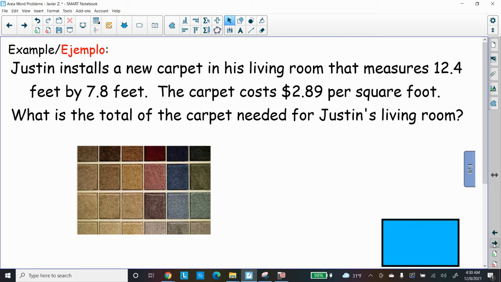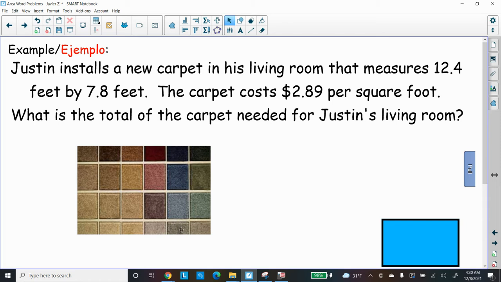And the total carpet that he needs for his living room, well, I'm a little more curious. I'd like to find out, how much does it cost to carpet this living room? So, real life application. If you look at his carpeting down there, here are some samples or swatches of the living room color carpets that he could choose from.